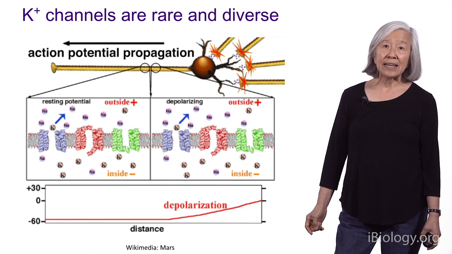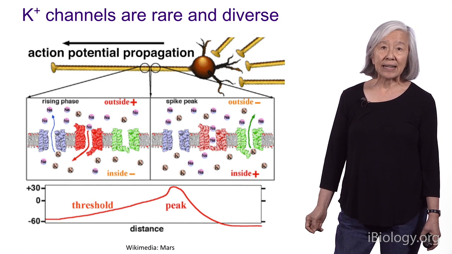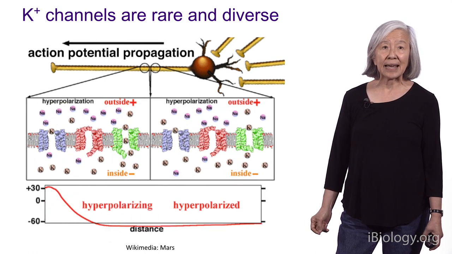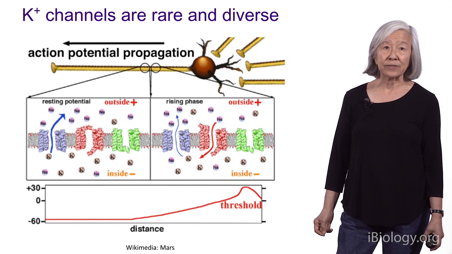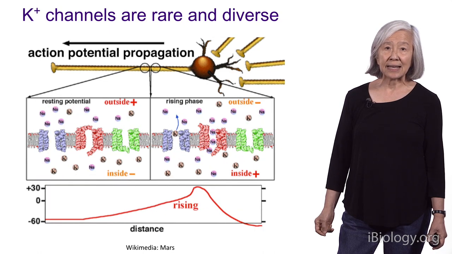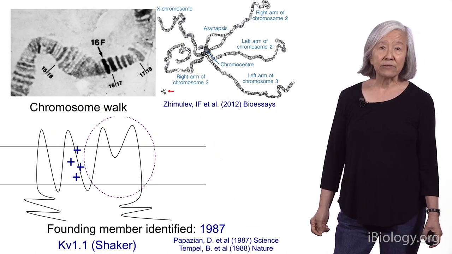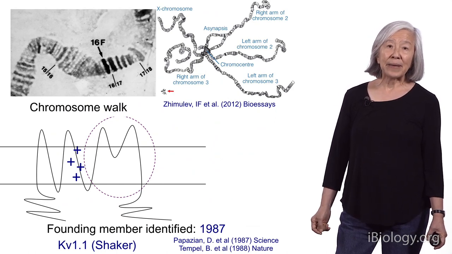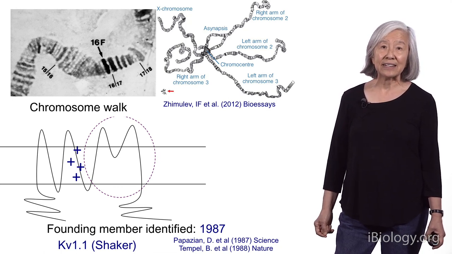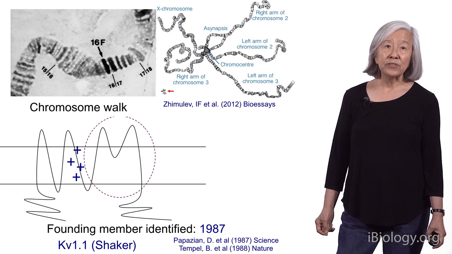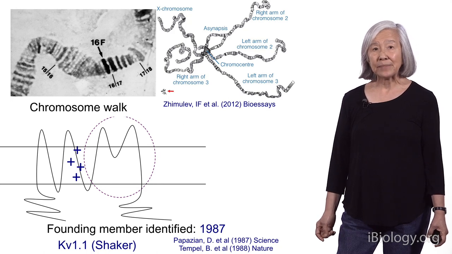Because a cell typically has many different kinds of potassium channels, the heterogeneity and low abundance of these potassium channels has made it very difficult to purify them for the initial molecular study. For this reason, we took the approach of positional cloning, which back in the 1980s was possible in the fruit fly because of the polytene chromosomes. These chromosomes in the larval salivary gland have very characteristic banding patterns.